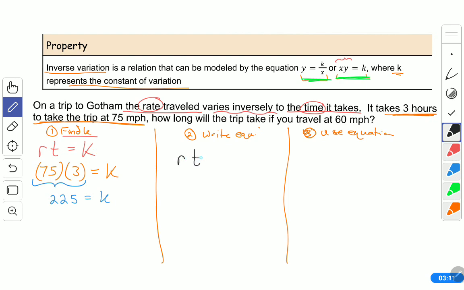Phase 2 is to write the equation. So we have r times t. When you write the equation, you're just filling in k. And k we found to be 225.